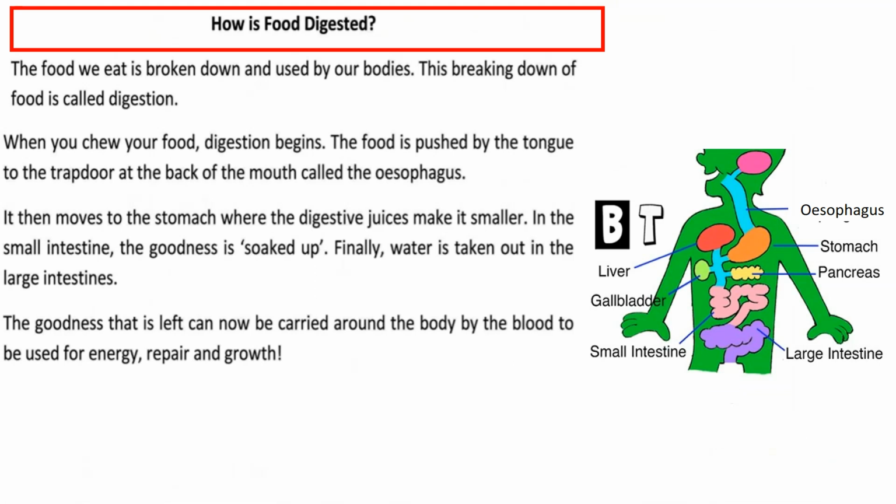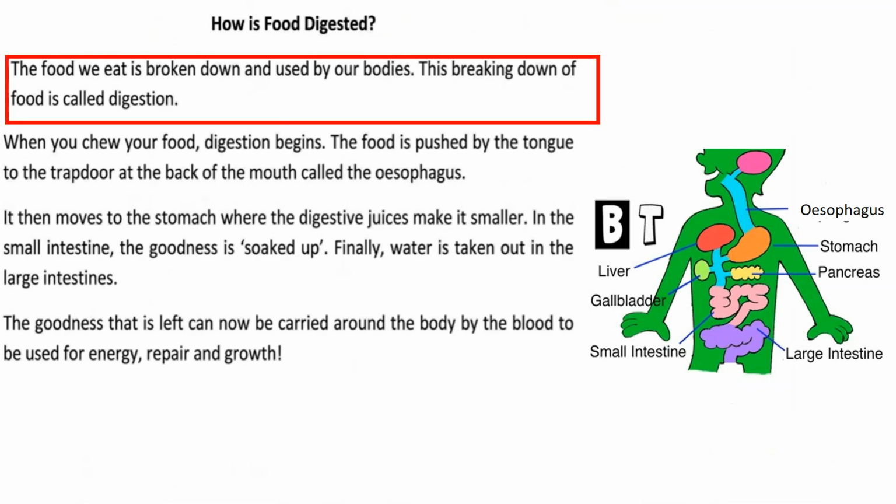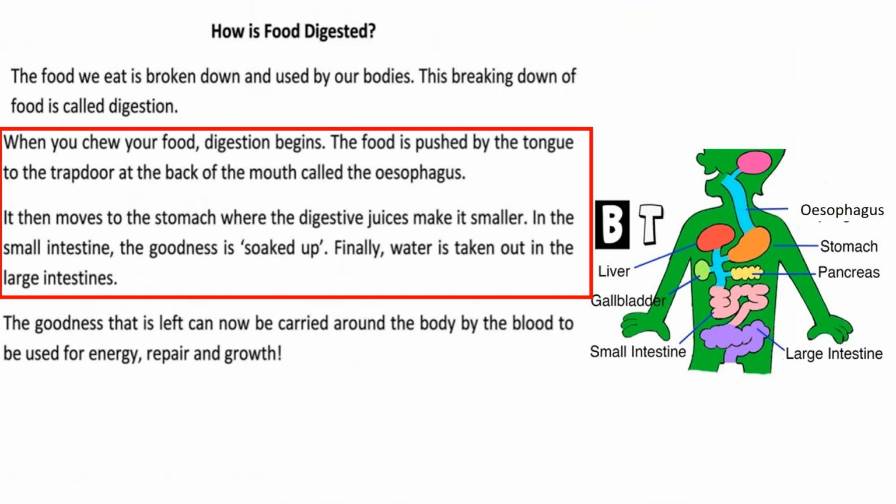How is food digested? The food we eat is broken down and used by our bodies. This breaking down of food is called digestion. When you chew your food, digestion begins. The food is pushed by the tongue to the trap door at the back of the mouth called the esophagus. It then moves to the stomach where the digestive juices make it smaller. In the small intestine, the goodness is soaked up. Finally, water is taken out in the large intestines.